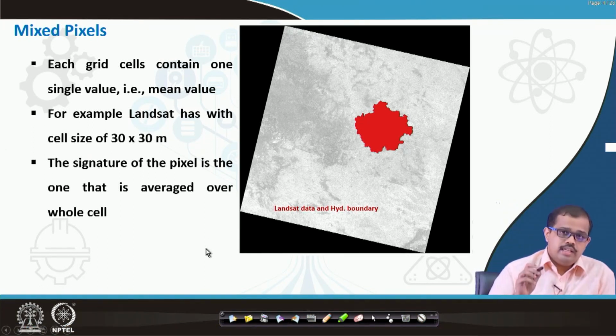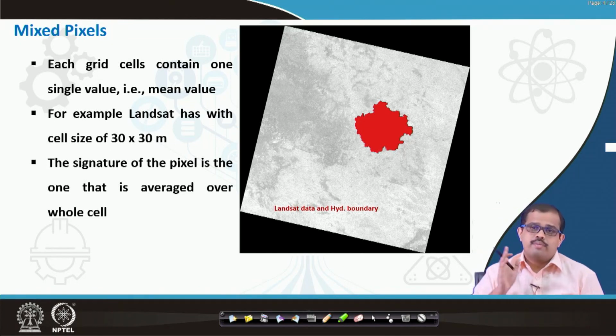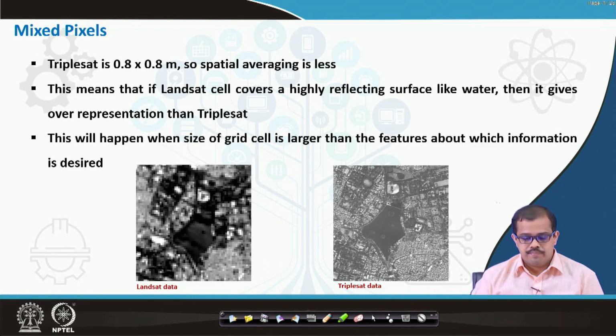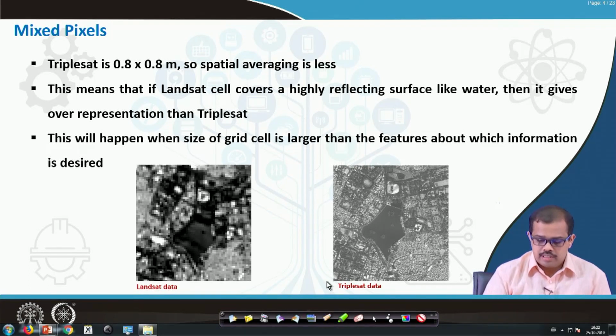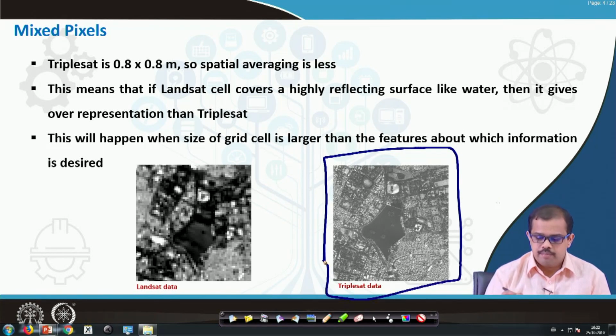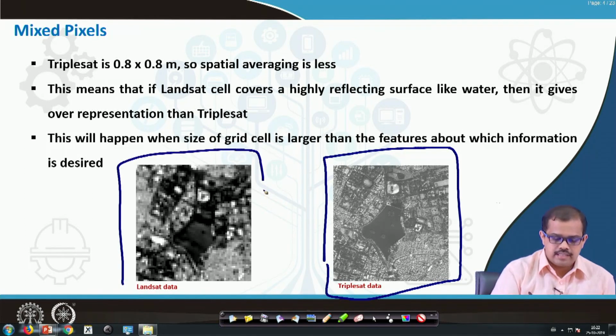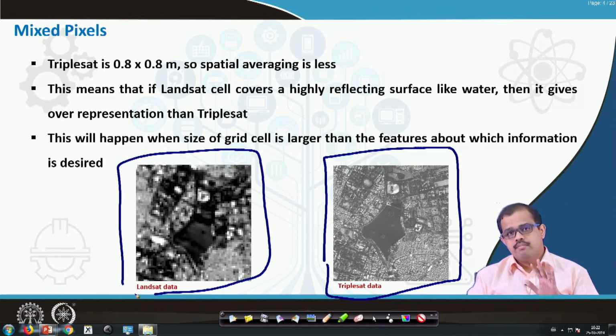So in medium or coarse resolution, when compared to 1 meter data, maybe 30 meter data, what I am considering here is Landsat, this particular pixel will have a number of different entities in it. So these entities will create a mixed pixel issue. When we have a mixed pixel issue, let me give you one more example. This particular image that you are seeing here is from TripleSat data, but this is an image from Landsat data. Both are of the same region.